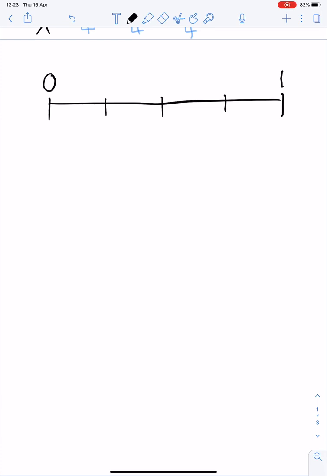Remember that we do not count the lines. We count the spaces. 1, 2, 3, 4. Because there are 4 spaces, each space is 1 space out of 4. So each space is a quarter. So this line shows 0 out of 4.